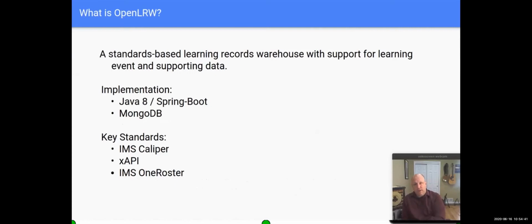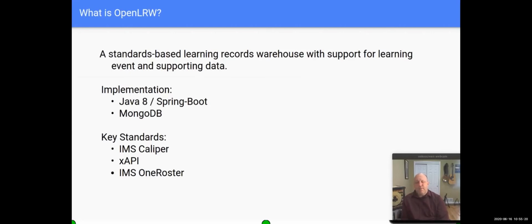So, what is the Open Learning Record Warehouse, the LRW? It's a standards-based learning record warehouse with support for learning, event, and supporting data. So supporting data can be really anything, but in this context, let's say it's rostering data, classes, and that sort of thing. And the learning event data is obviously events that are sparked by an institution, by an LMS, or by a tool, or by whatever's sparking those events.